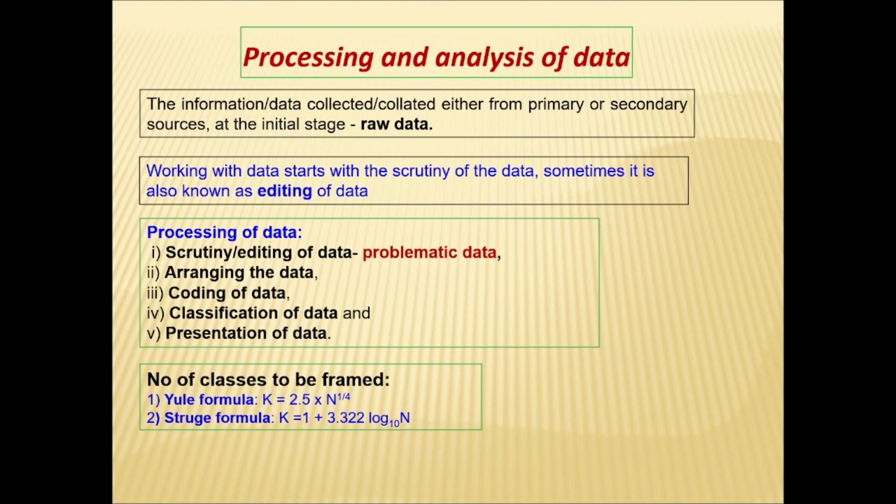Mostly, the secondary data needs to be scrutinized carefully. Because, on the other hand, the primary data or the experimental data or data collected by the user himself, he or she is in control of the data generation process.